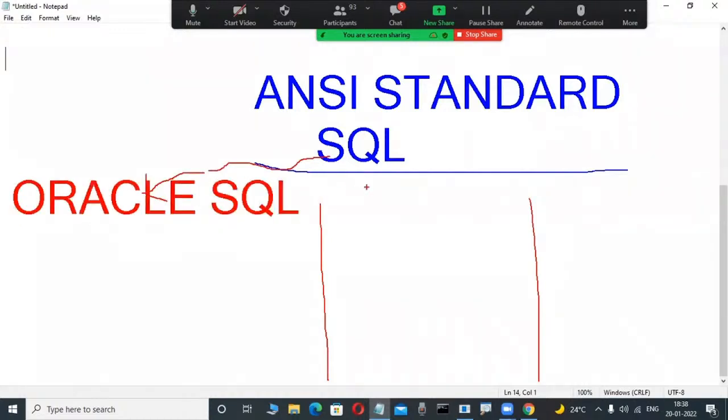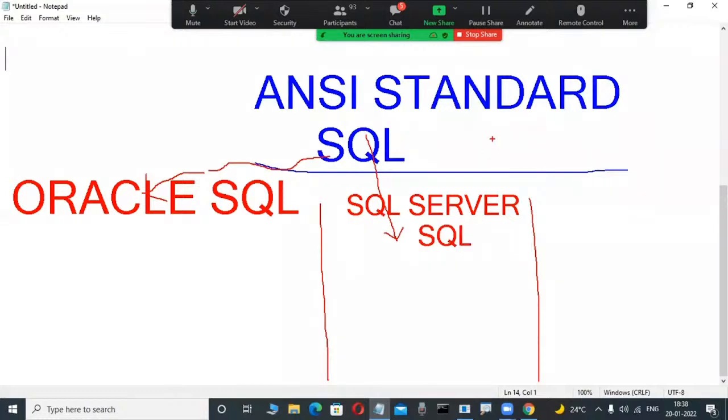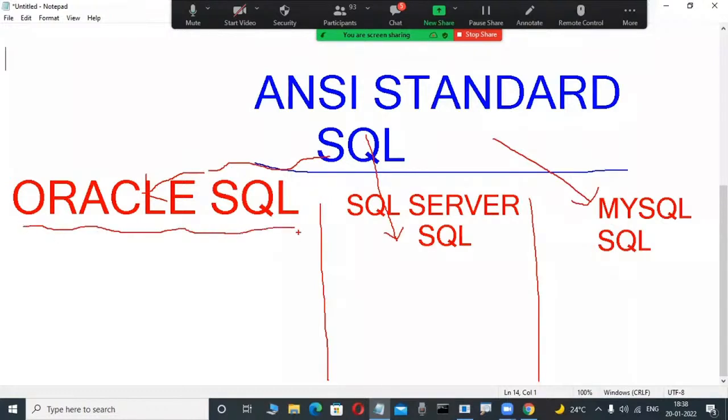So many fellows don't know that. Again, SQL Server, a Microsoft product, created their own SQL from this ANSI standard SQL that is called SQL Server SQL. Again, MySQL created their own SQL language from this ANSI standard that is called MySQL SQL. That's why in our class we are learning Oracle SQL. These SQL languages are conceptually the same.